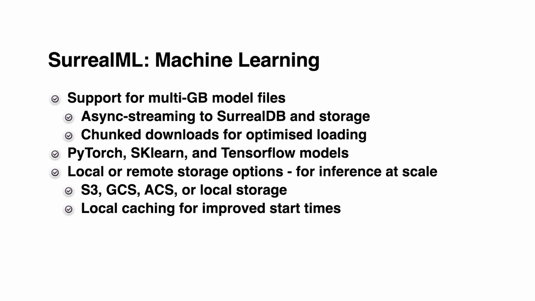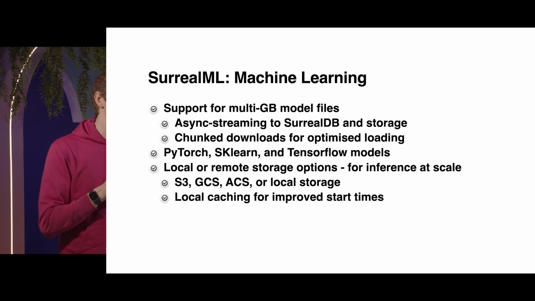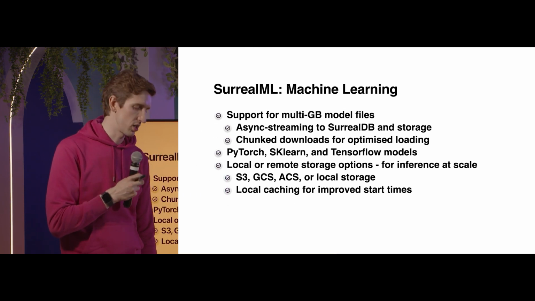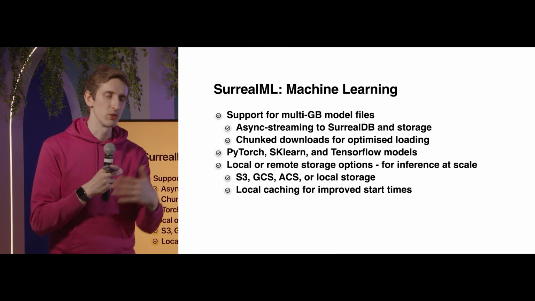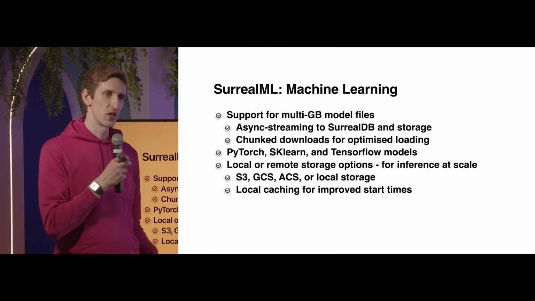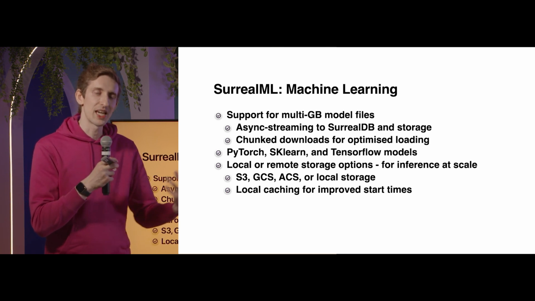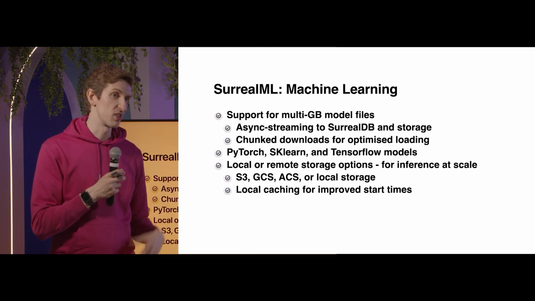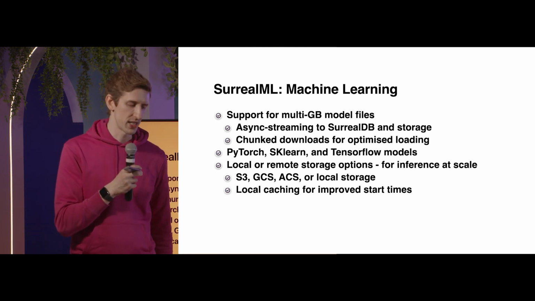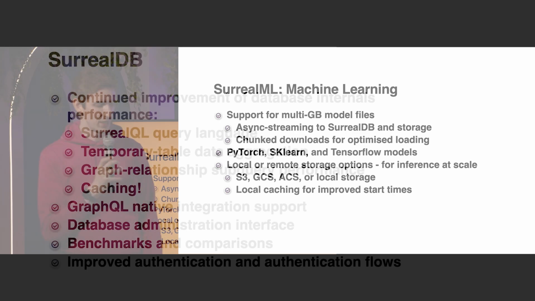And then, in order to make this work at scale on a single node with large model files or in a distributed environment as well, we're going to be supporting local storage, so on the machine that the database is running, if you're running in a single node, or the ability to store it in Google Cloud Storage or S3 or Azure Storage as well. That will mean that you can run multiple SurrealDB nodes. You can run 10, 20, 30 SurrealDB nodes as you need to do the inference that you need. And those models will be cached on the device as they're needed, so there are reduced start times after the initial download. So some really exciting stuff coming for SurrealML.